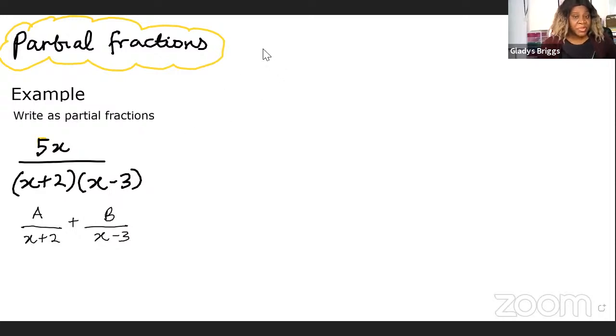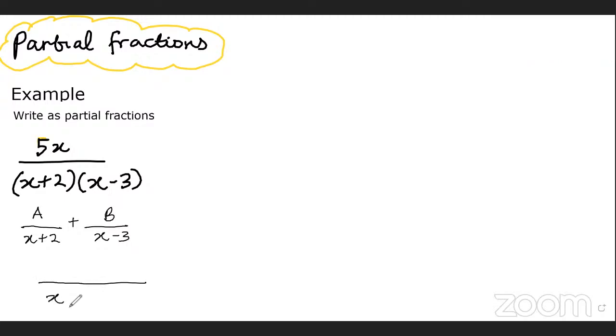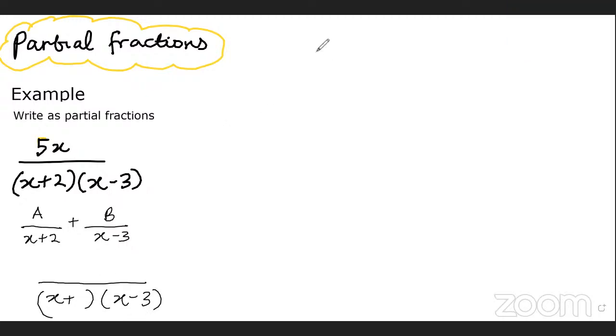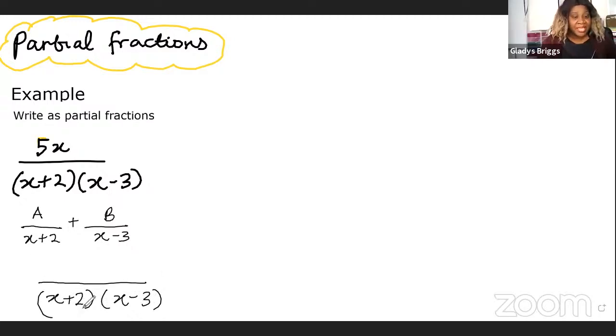Then now we're going to do it the same way that we did with fractions. We're going to make it a single fraction, starting off the same way as we did in foundation maths. So we're going to write x plus 2 times x minus 3, x plus 2 times x minus 3. And then we're going to say x plus 2 times x minus 3 divided by x plus 2.